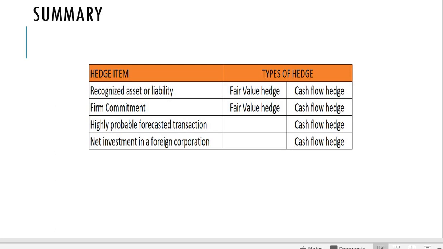So to summarize, basically we have four types of hedge item. We have recognized asset or liability, firm commitment, highly probable forecasted transaction, and net investment in a foreign corporation. And we do have two types of hedge. We have fair value hedge and cash flow hedge. So only the recognized asset or liability and firm commitment can fall under fair value hedge. Okay? But all four hedge items can be classified as cash flow hedge. Okay?